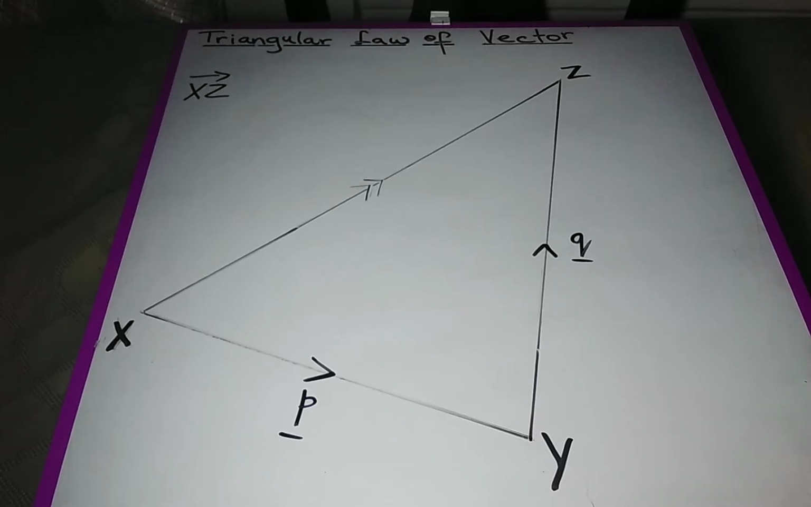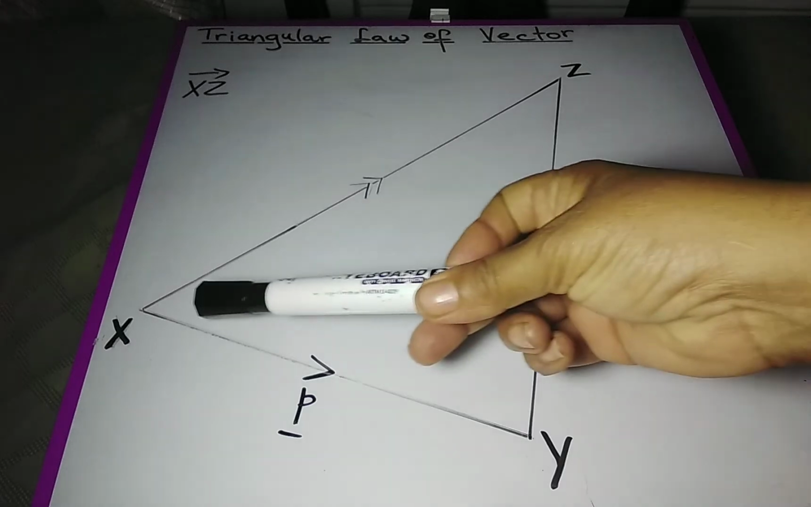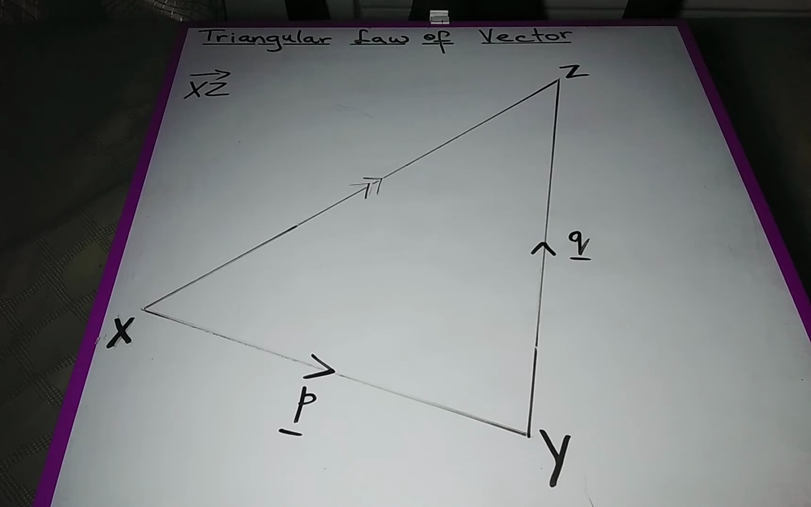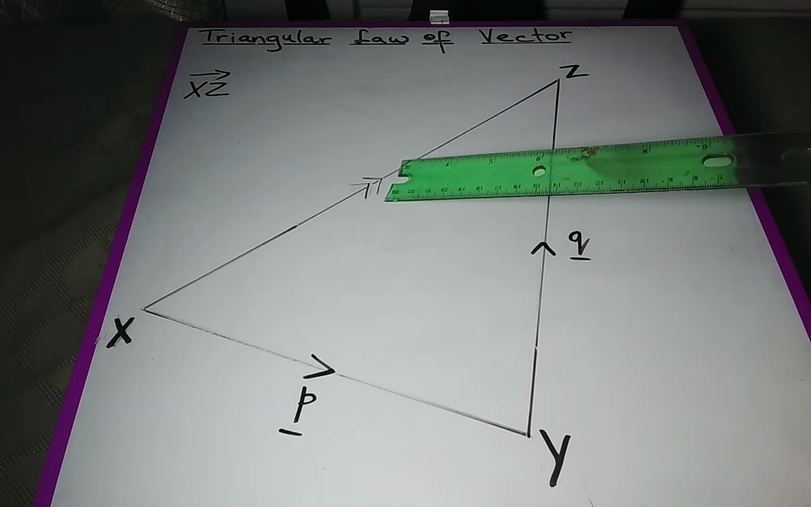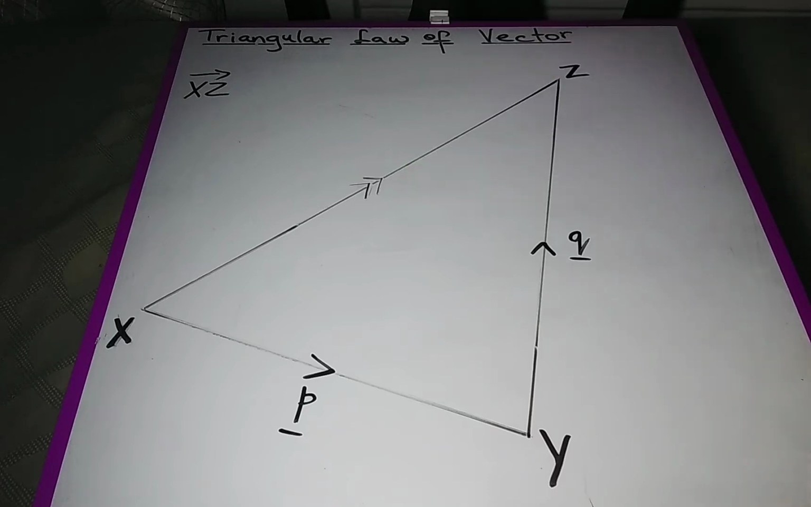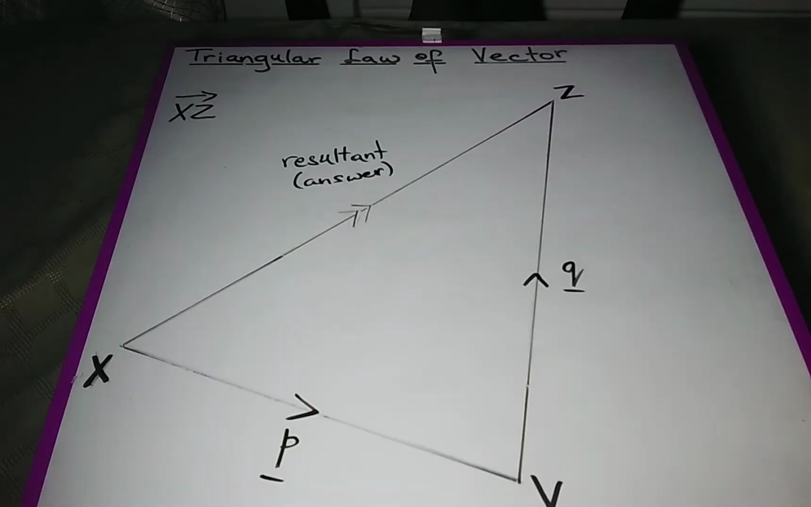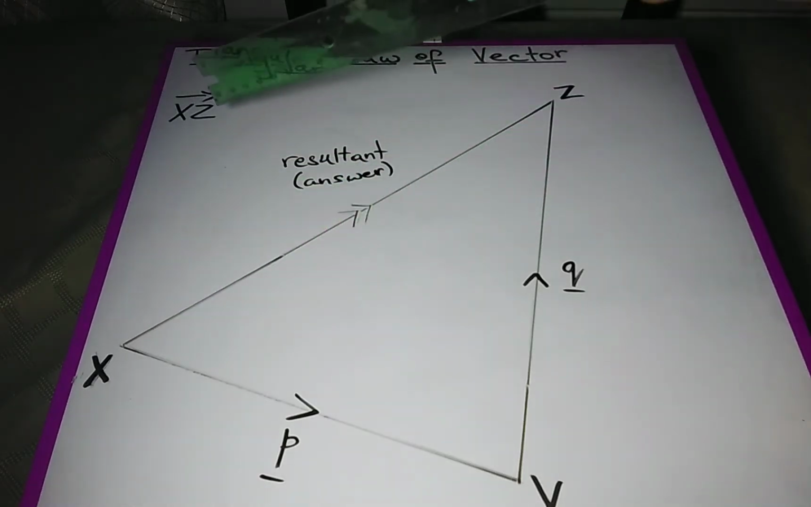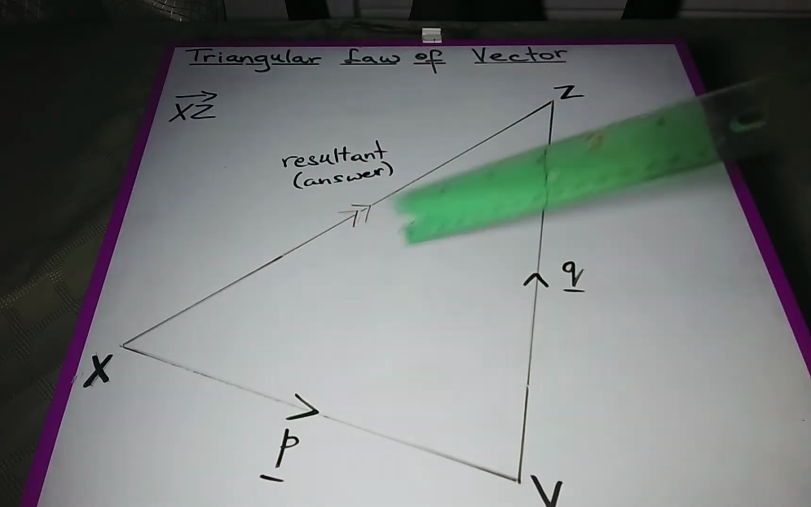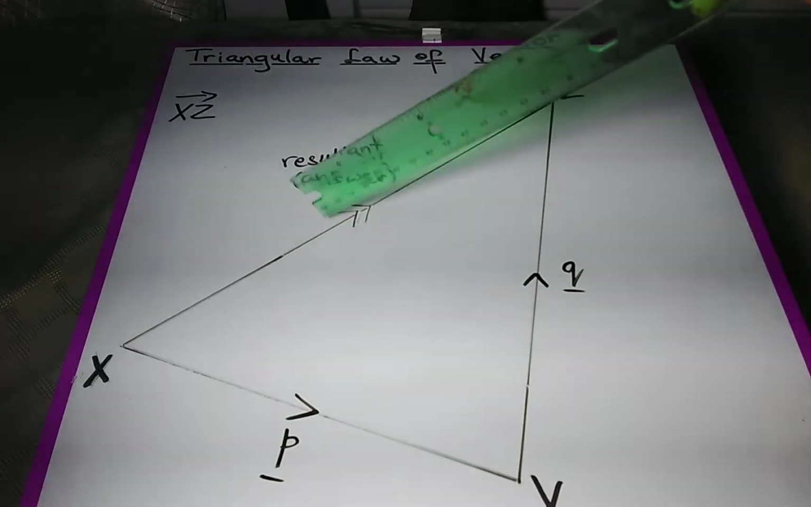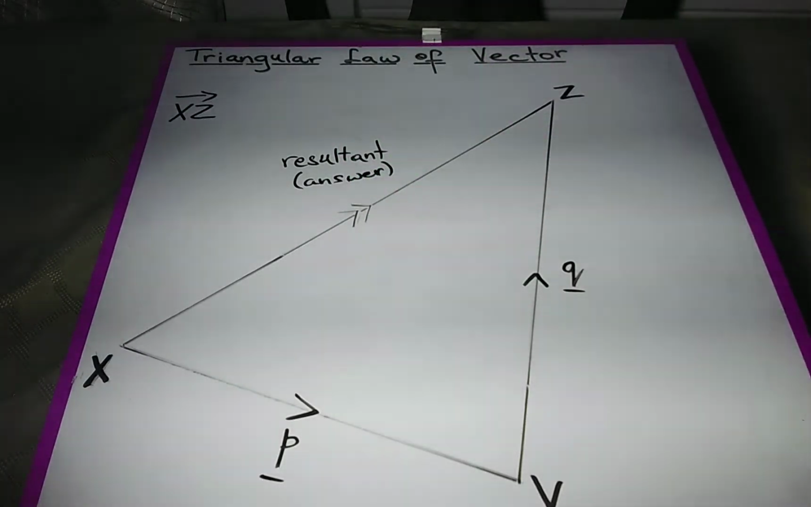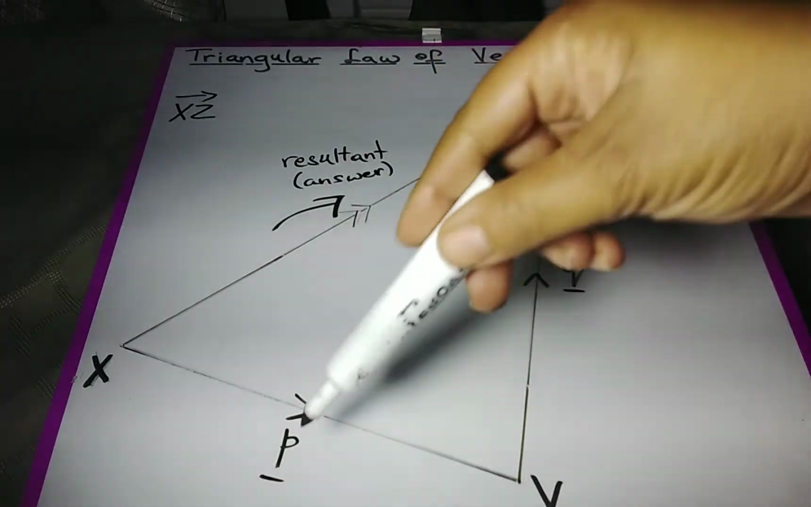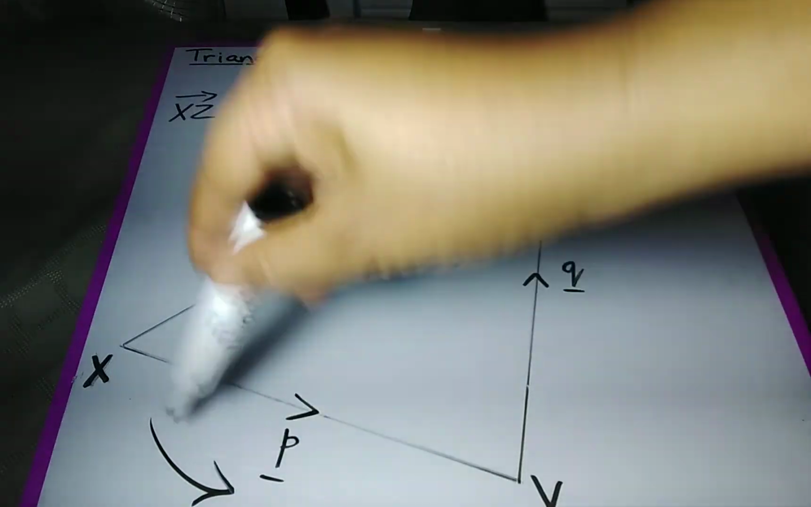So according to the triangular law of vector, if you're asked to find xz, then you'll see a double arrow here to indicate it is the resultant. So since this is the resultant or the answer we are trying to find, xz, notice in relation to this shape, the double arrow is going in a clockwise direction, while the other two arrows are going in an anti-clockwise direction.